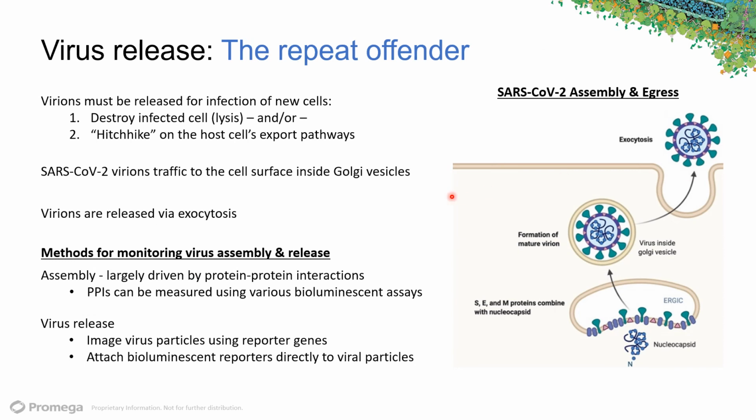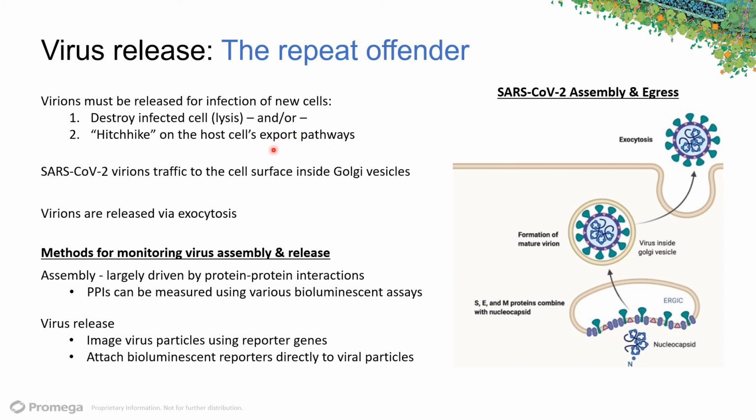Of course, once the particle's been formed, it needs to be released. So viruses must be released for the infection of new cells. And there are two different ways that a virus can typically go about this release process. One way is to simply destroy the infected cell outright, usually referred to as lysis. Or the virus can seek to essentially hitchhike its way on the host cell's export pathways.